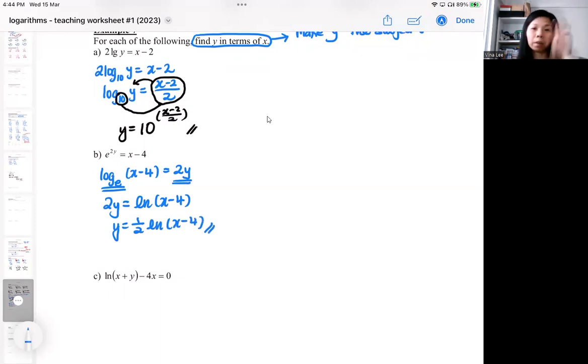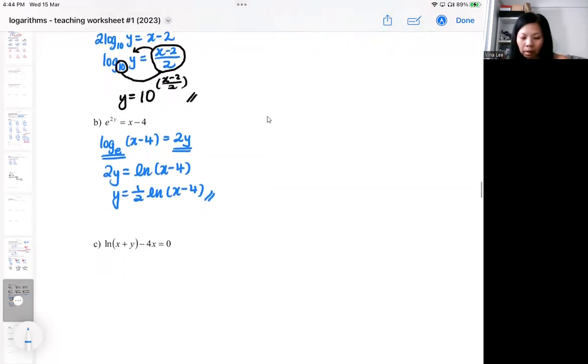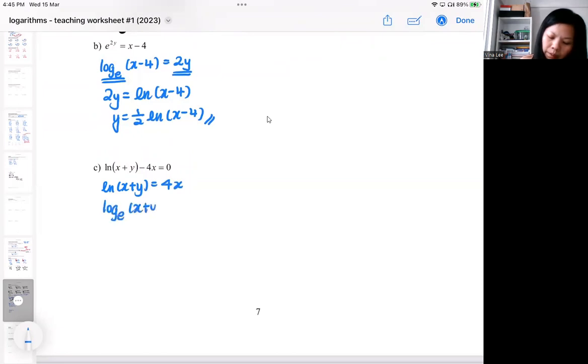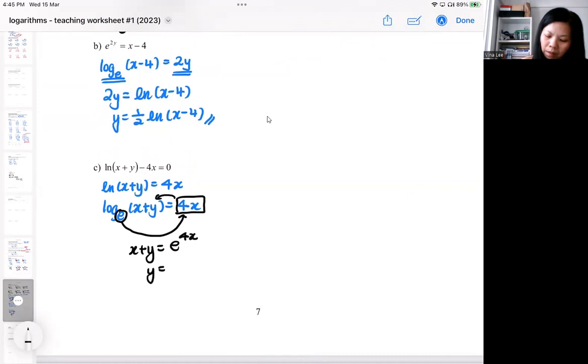So I free up the y that's in the power by changing it to log. In the next one, the y is hidden in the answer. So what I'm going to do, I'm going to change it to the indices format. So I'm going to make use of this as the base, and then this is the power, and I will get the x plus y. So x plus y is e to the power of 4x, and then I isolate the y by bringing the x over.